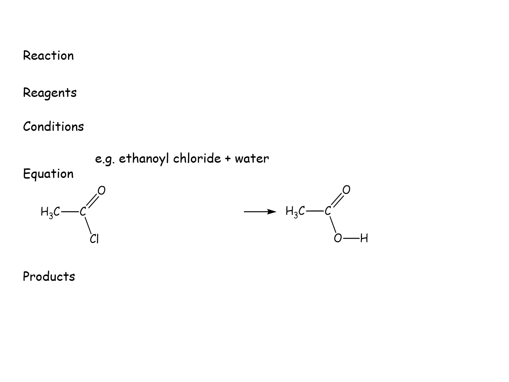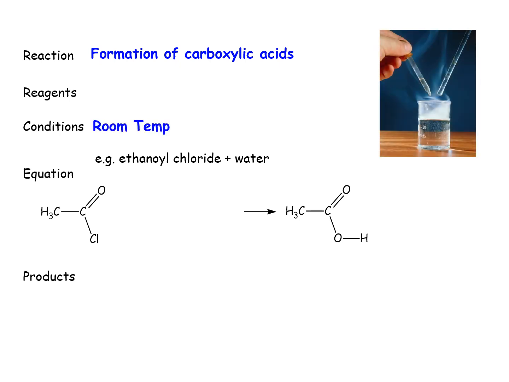Last but not least then, the reaction of the acyl chloride to form the carboxylic acid. So the conditions here, as ever, are room temperature. Now looking at the equation, can you see on the left you've got your ethanoyl chloride, and on the right you've got ethanoic acid. So we're changing it back to its carboxylic acid. And the picture in the corner there showing the reaction happening at room temperature. You can see those misty white fumes again coming out the top. Obviously you're wanting to do that in a fume cupboard really.